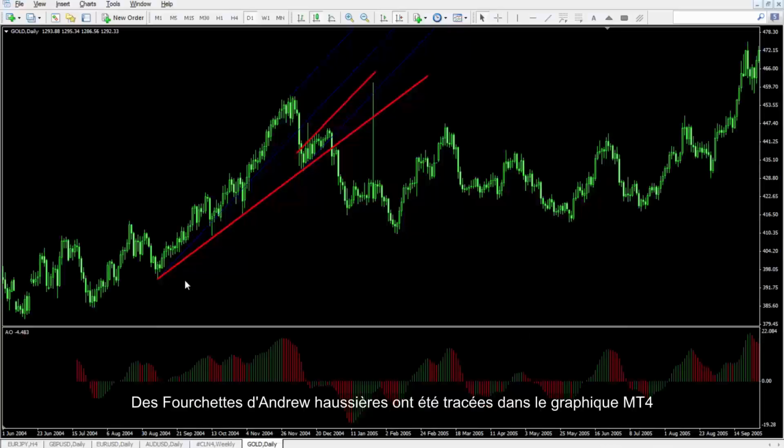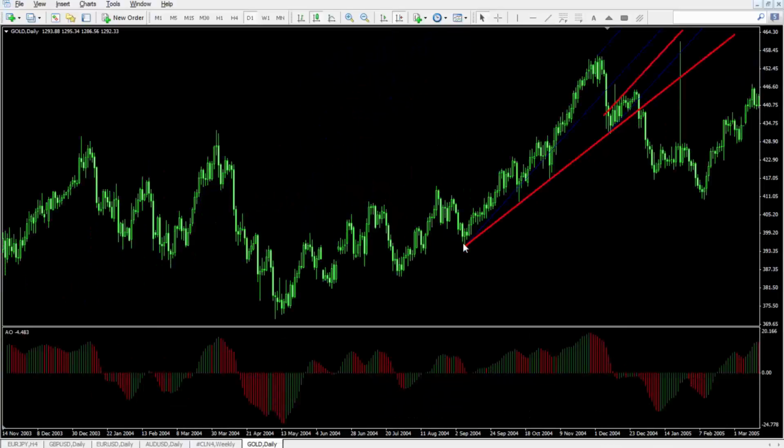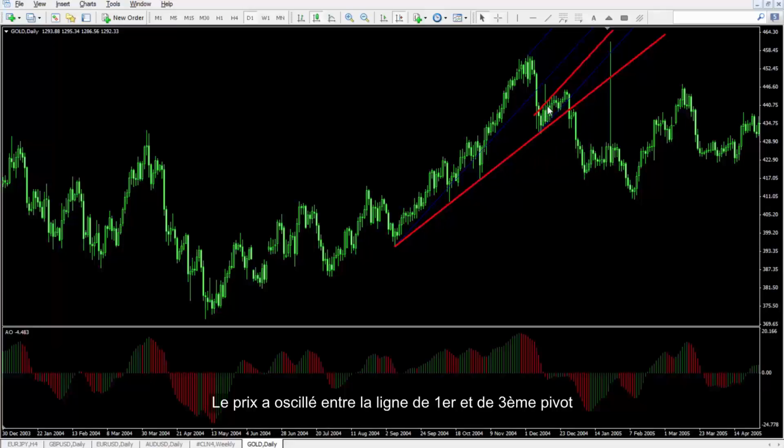There is a bullish pitchfork on a MetaTrader 4 chart that was drawn. Price has oscillated between the median line and the third pivot line. Then it broke the third pivot line and proceeded towards the bottom.